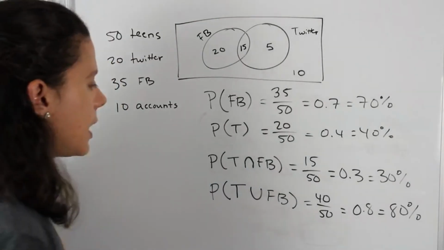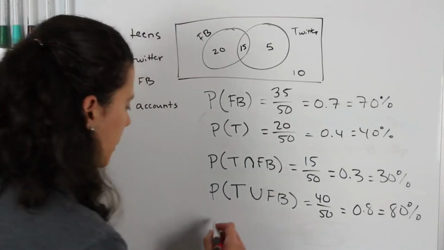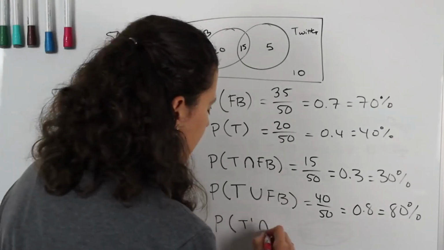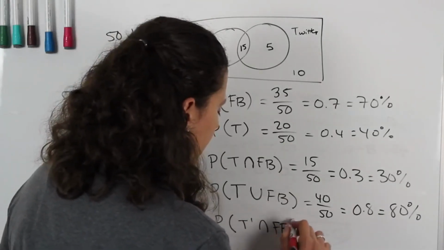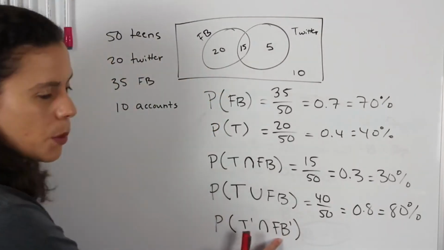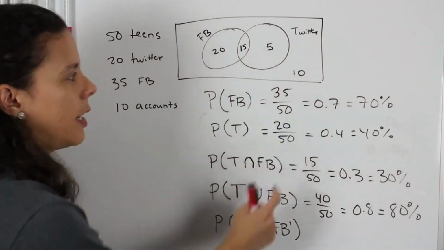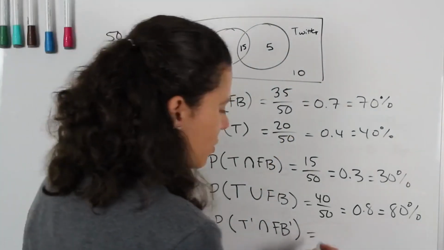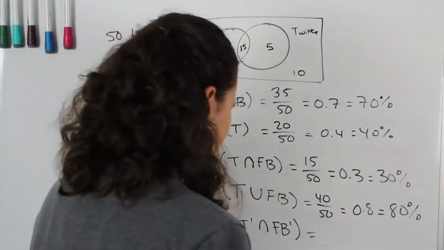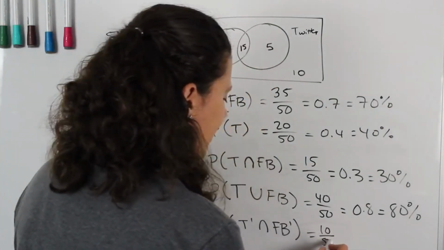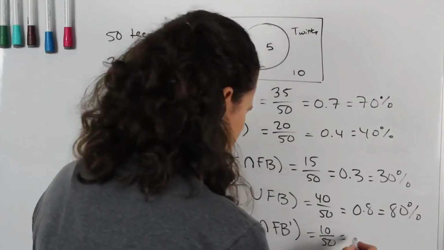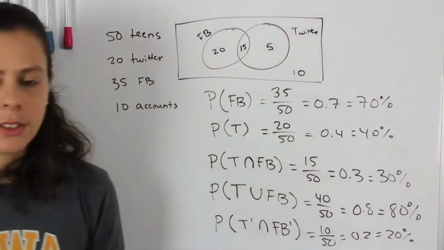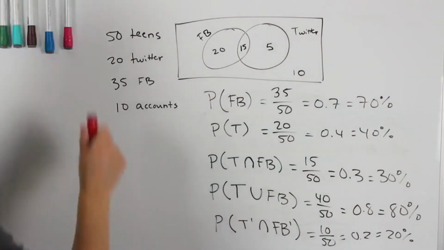And the last but not least, what would be the probability of finding a student that doesn't have a Twitter account and that doesn't have a Facebook account? No Twitter and no Facebook. Well, that's those kids over here, right? The 10 happier kids who live without the drama of Facebook or Twitter. So that's going to be 10 out of 50 students, which is going to be 0.2, which is 20%. It's a 20% chance that you're going to find a student who doesn't have either of the two.